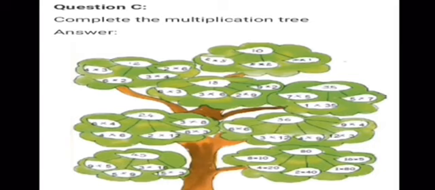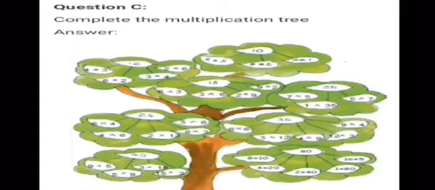36, 6 6s are 36, 3 into 12 is 36, 4 9s are 36, 12 3s are 36, 9 4s are 36. 45, 9 5s are 45, 5 9s are 45, 3 into 15 is 45 and 15 into 3 is also 45. 80, 8 into 10 is 80, 4 into 20 is 80, then 2 into 40 is also 80 and 1 into 80 is also 80 and 16 into 5 is also 80.